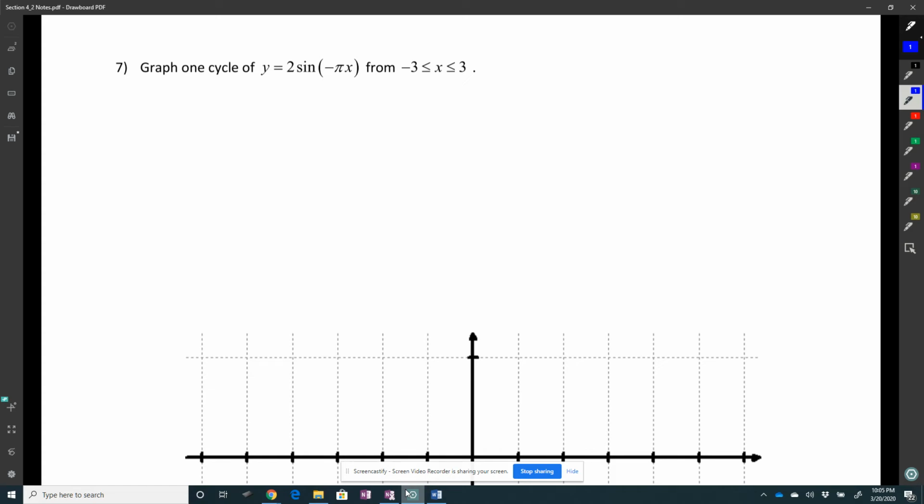All right, so here is the student part. Hopefully you worked it out beforehand, and let's see if you got it right. So they want us to graph one cycle of 2 sine negative pi x from -3 to 3.